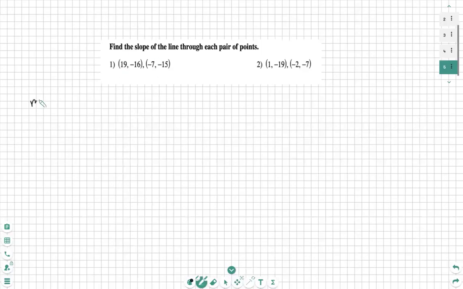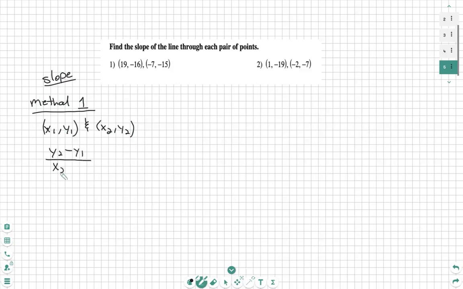The first method that we have to finding the slope is quite simple. All we need to do is write down the first point and the second point. So we're going to write down x1, y1, and x2, y2. And all you're going to do is make sure you put y on top: y2 minus y1 over x2 minus x1. And that is your slope.